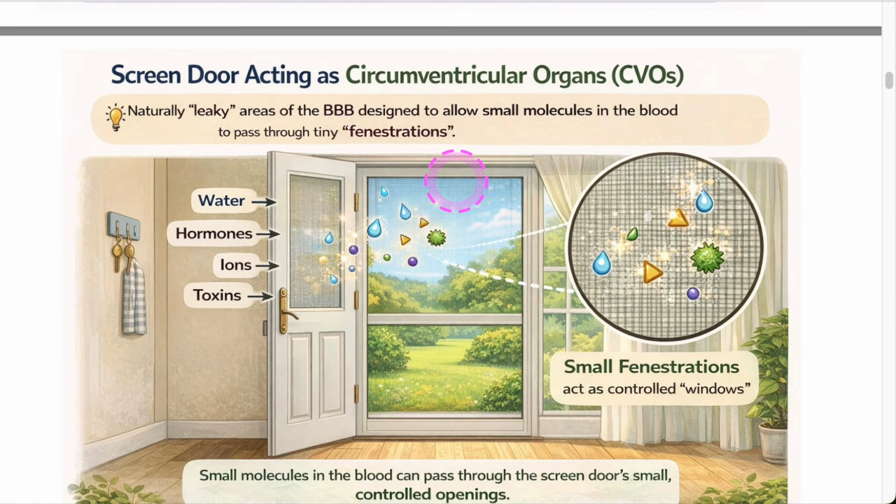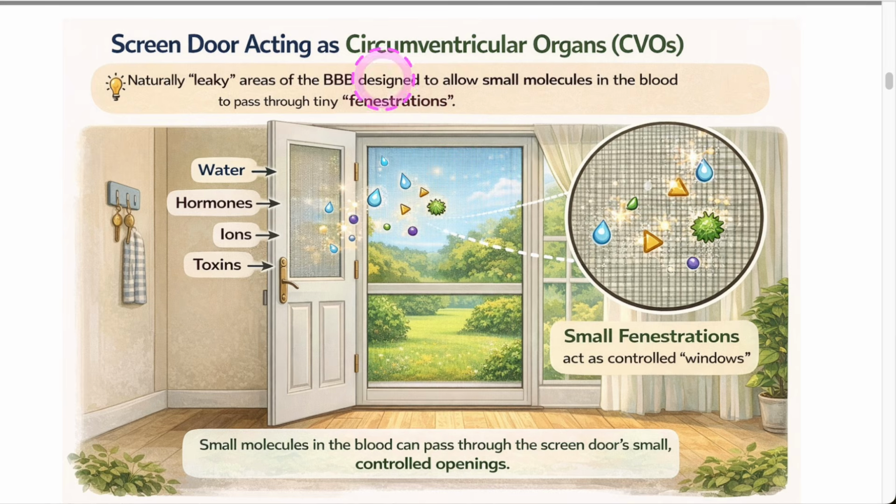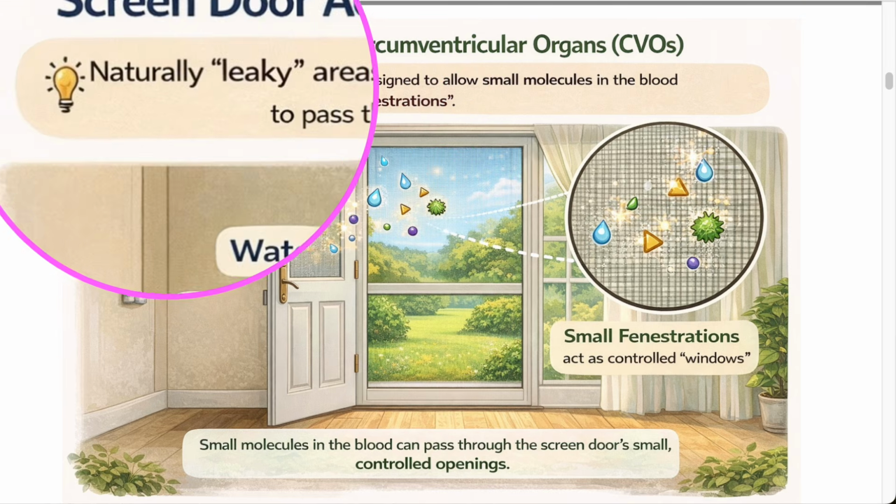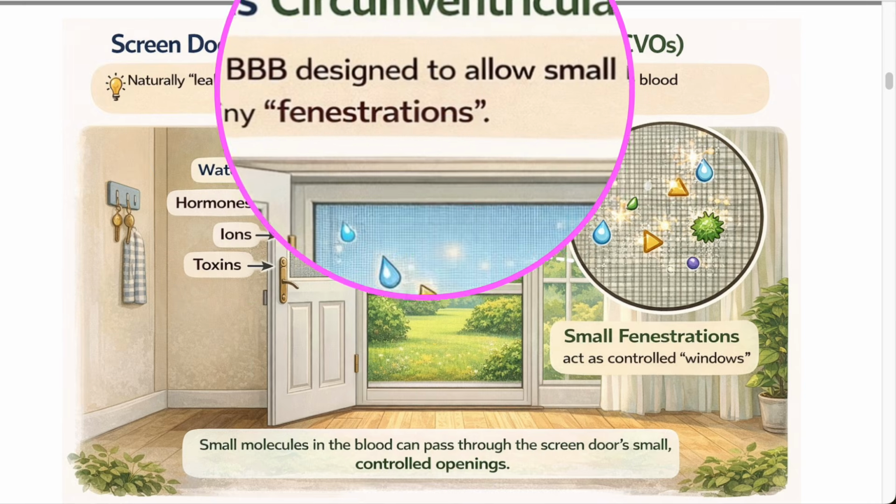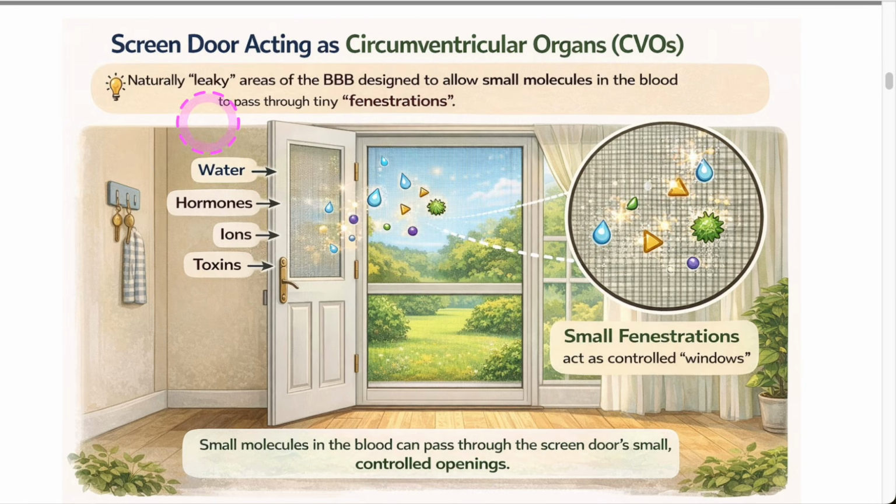Now in here, these act as a screen door, the circumventricular organs. They're naturally leaky areas of the blood-brain barrier designed to allow small molecules in the bloodstream to pass through tiny fenestrations, which just means like a fence.